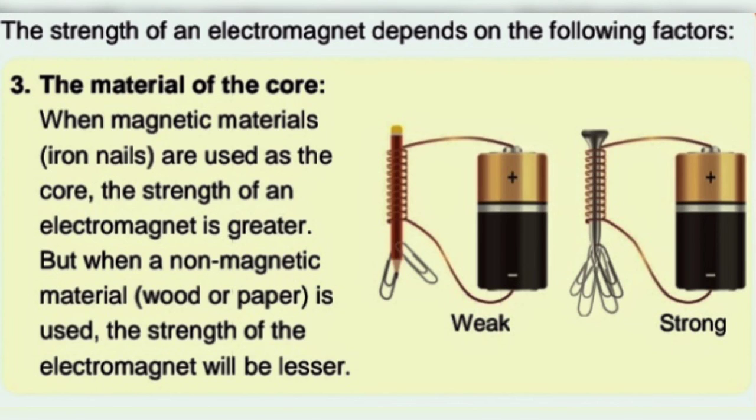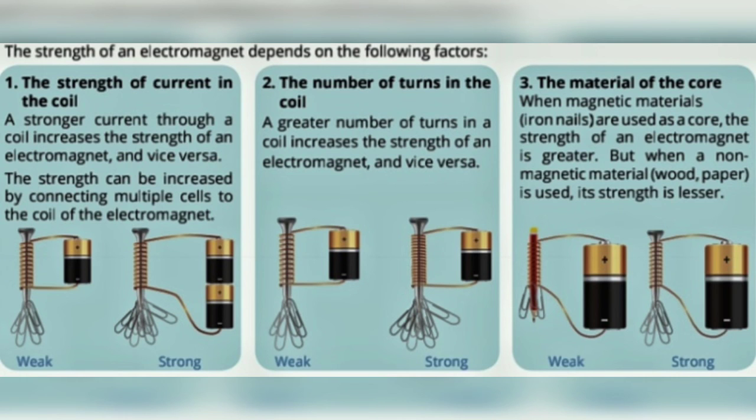And the material of the core. When magnetic materials are used, the strength is greater. And when we use non-magnetic material, then its strength is lesser. You can revise these three rules.